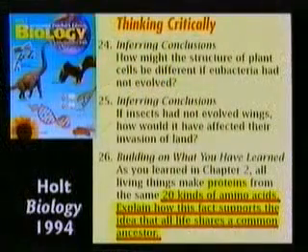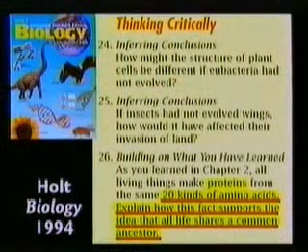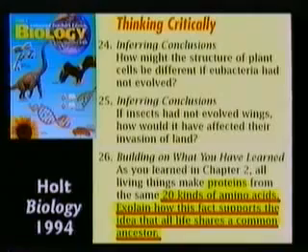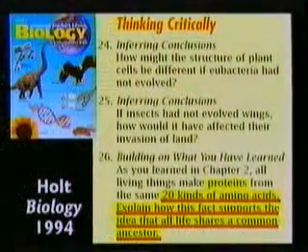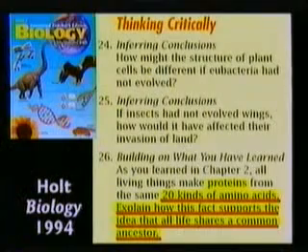Question 25. Inferring conclusions. If insects had not evolved wings, how would it have affected their invasion of land? What a stupid question. Assuming, of course, they evolved wings. Look at this, number 26. As you learned in chapter 2, all living things make proteins from the same 20 kinds of amino acids.